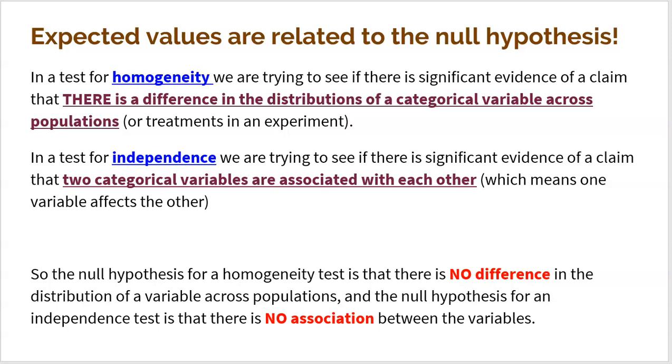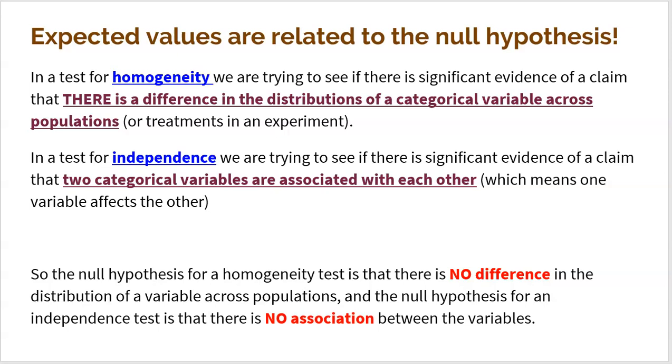So that idea needs to be understood in terms of what the expected counts actually mean. In a test for independence, we are trying to see if there's significant evidence of a claim that two categorical variables are associated with each other, which means one variable affects the other. So the example we're going to look at here is: is gender associated with political party preference? So does being a female make you more or less likely to be Democrat, Independent, or Republican? Same thing for male, okay?